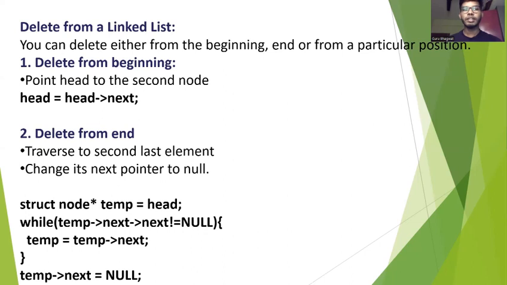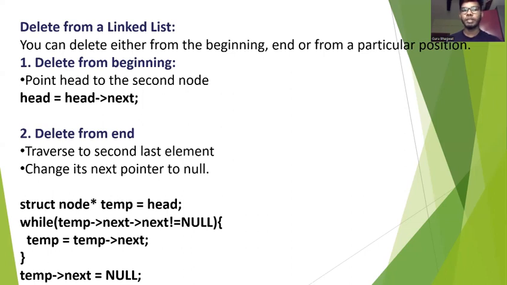Next, move on to deletion. Deletion means deleting from the linked list. You can delete either from the beginning, the end, or from a particular position. That is called deletion of the linked list. The first one is delete from the beginning. We have to declare one pointer variable and make head point to the second node.